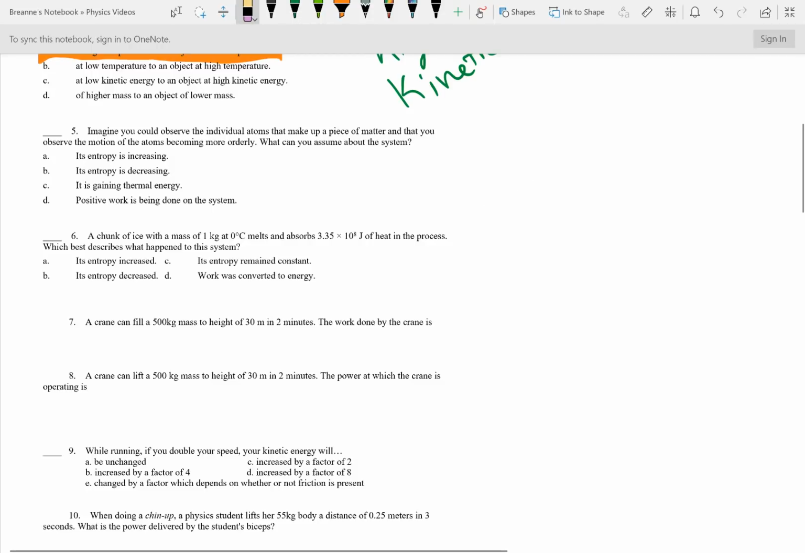Okay, chaos. So what word in our vocabulary goes with chaos? Entropy. Chaos and entropy go hand in hand. So which one can we assume in the system? We're dealing with entropy, and it's becoming more orderly. So if entropy means chaos, and it's becoming more orderly, that means entropy is decreasing.